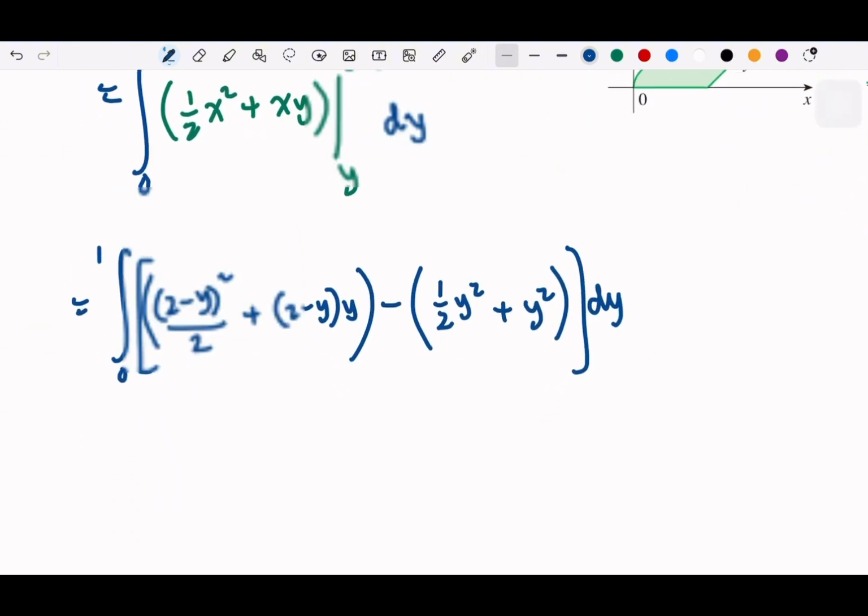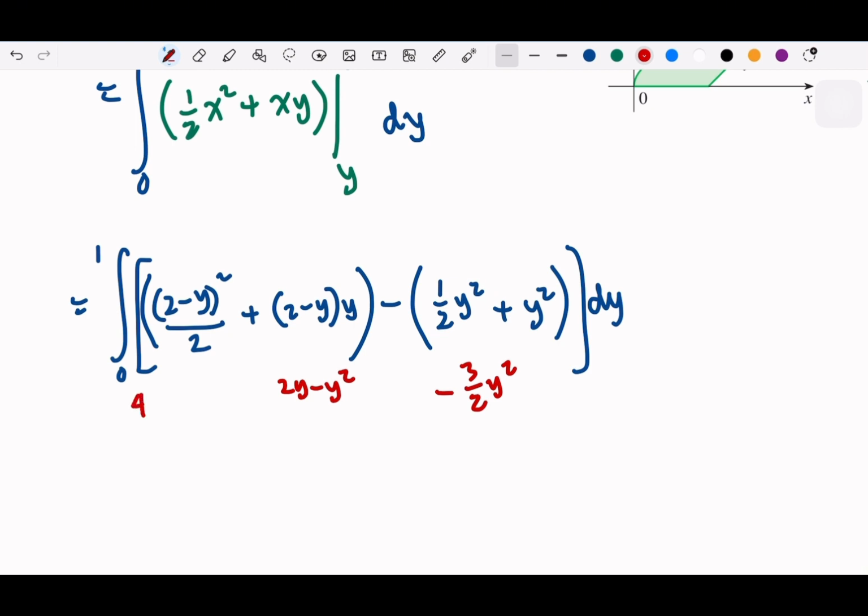And then we can easily see that this one will be 3 over 2 y squared, minus 2y minus y squared. That will be 4 minus 2y plus y squared, divided by 2. This will be 2 minus y plus half y squared.